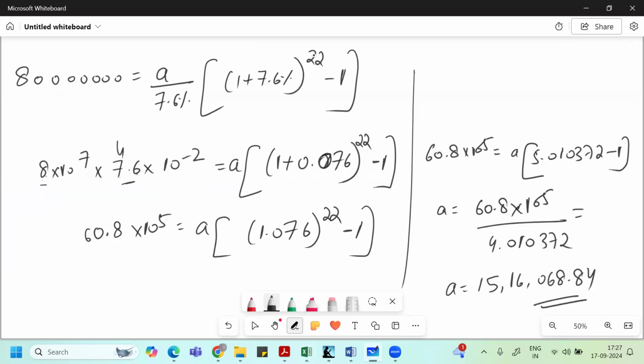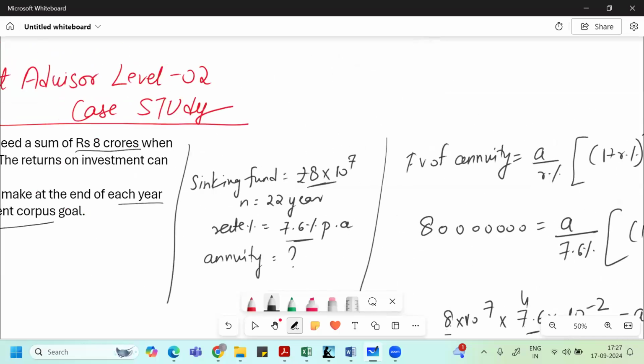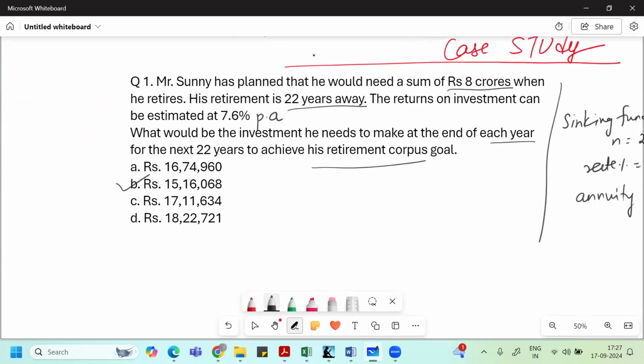Okay, then you can see the options. So the options, what is given for you, this answer is option B. Okay, this is one way of doing the problem.